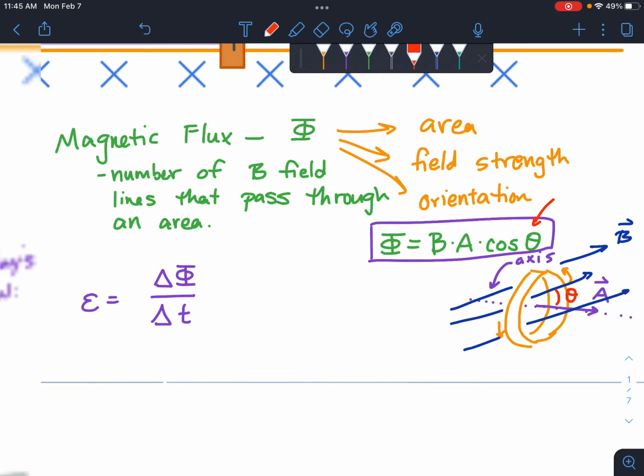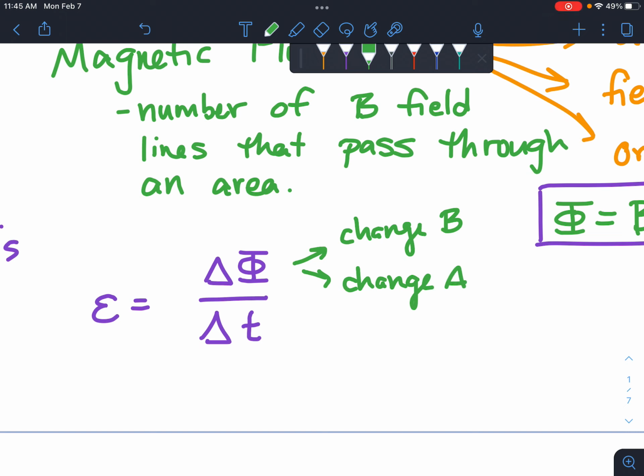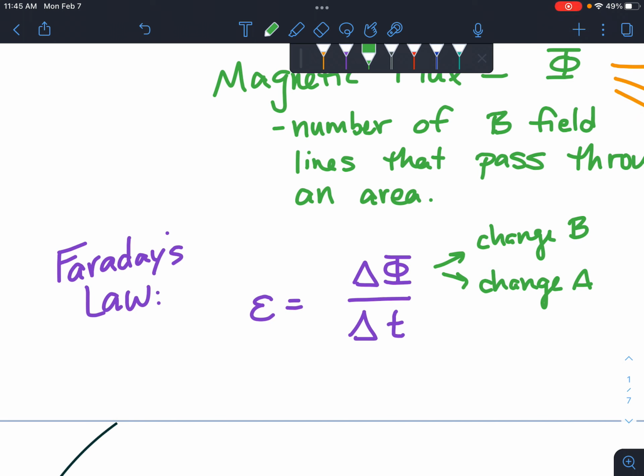All right, so this changing flux can be caused by a change in B or a change in A, the change of how much area is in the magnetic field. And we'll see that in just a moment. So that's Faraday's law. It says that the EMF being generated is the change in flux divided by time. And then there's Lenz's law, which adds a minus sign right there, named after Lenz, another white guy.